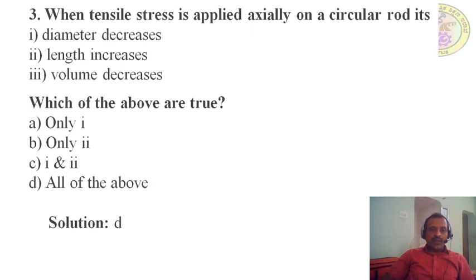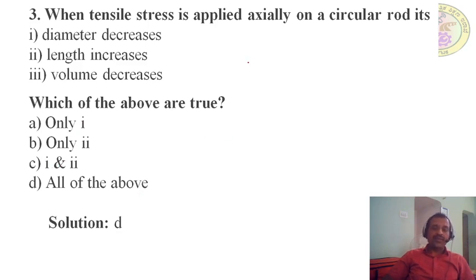Third one: when tensile stress is applied axially on a circular rod, its diameter decreases, length increases, volume decreases. Which of the above are true? Only first, only second, first and second, all of the above.